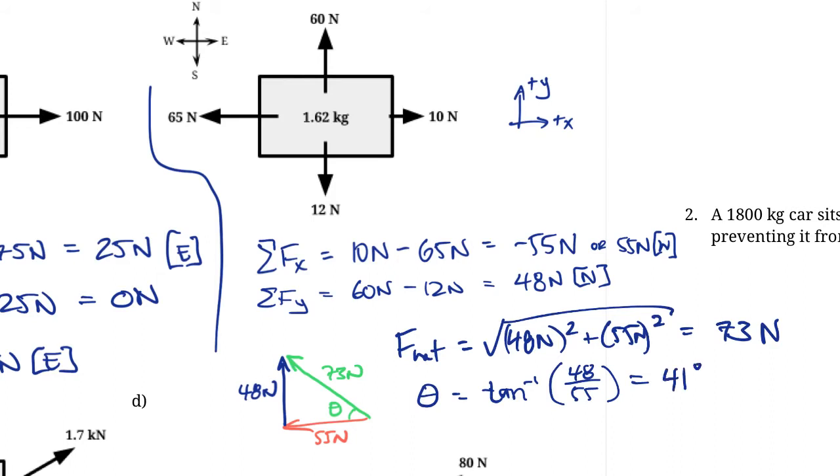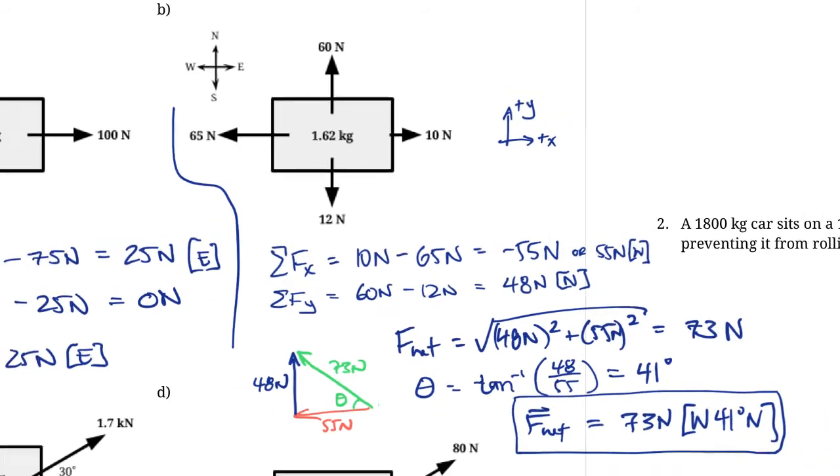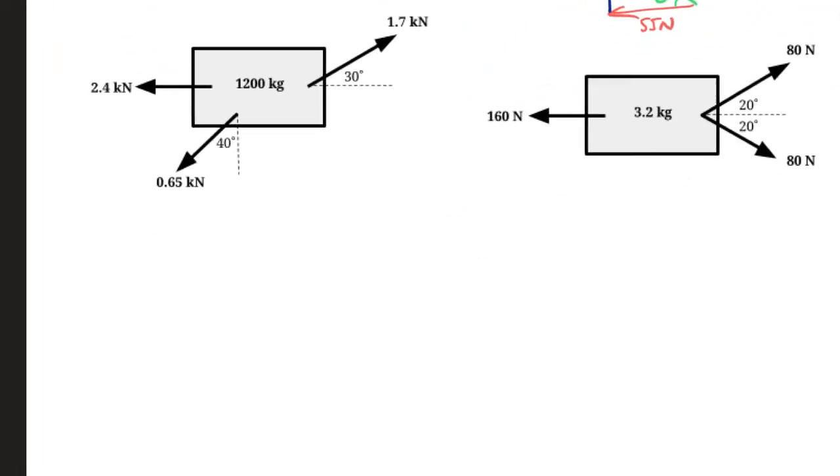So our final answer for this question is F net, with the arrow on top because it's a vector, equal to 73 newtons. And then what direction is this? Well, it's west, 41 degrees north, right? West, 41 degrees north. There's our final answer. Okay? So hopefully you recognize this as the same process that we would do to find a displacement vector, right? And we're going to continue with questions that are a little bit more difficult now.